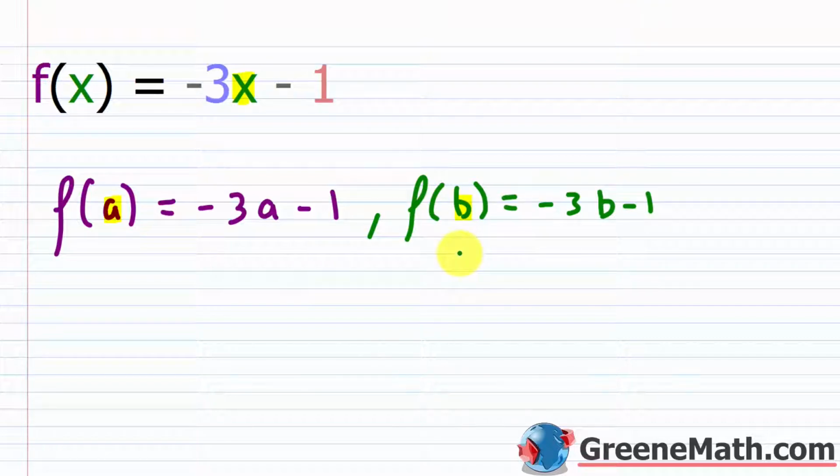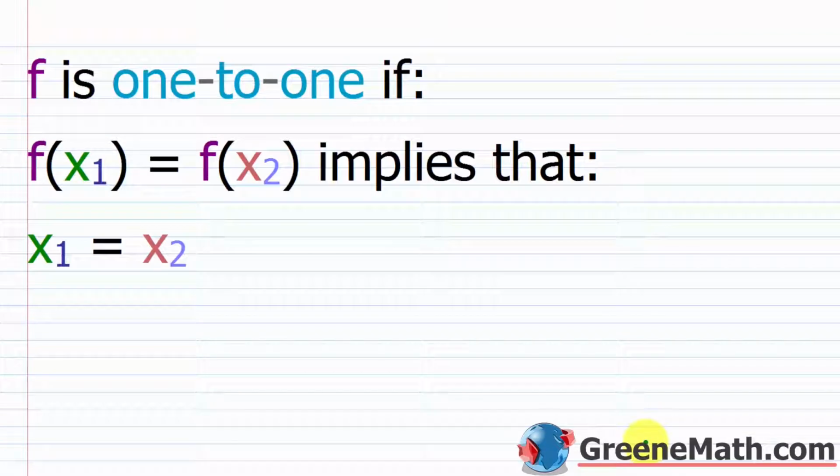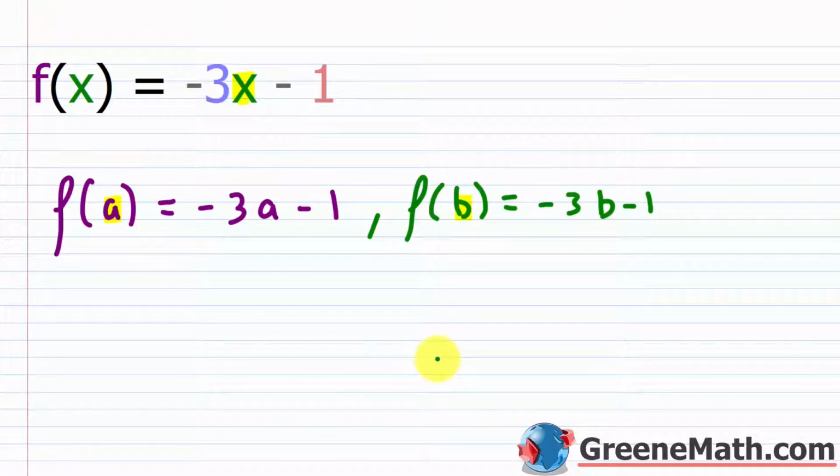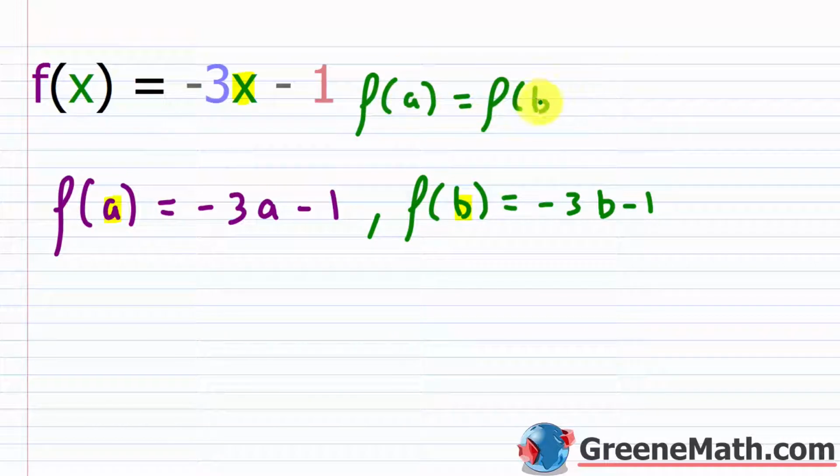So from our notation, let's go back to it. Again, we have f of x sub 1 equal to f of x sub 2 implies that x sub 1 equals x sub 2. Instead of using x sub 1 and x sub 2, we're using a and b, just to keep it simpler. So if it's true that f of a is equal to f of b, then it has to be the case that a is equal to b. Otherwise, this function is not going to be one-to-one.